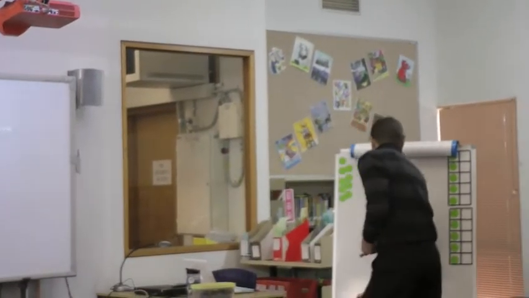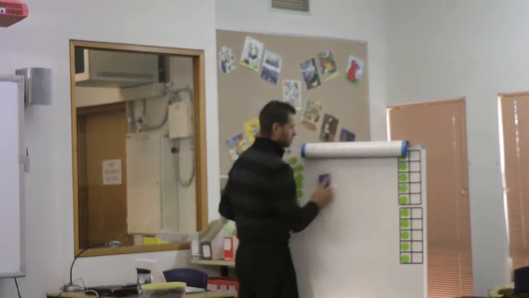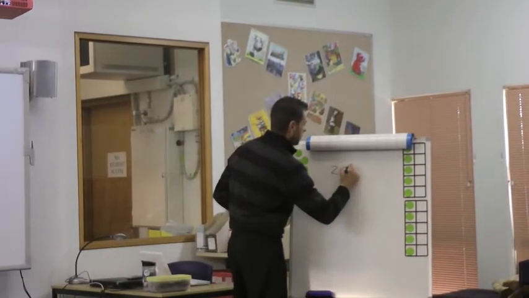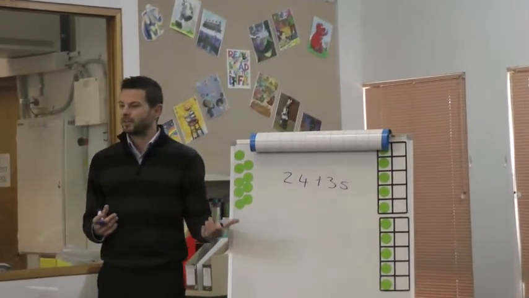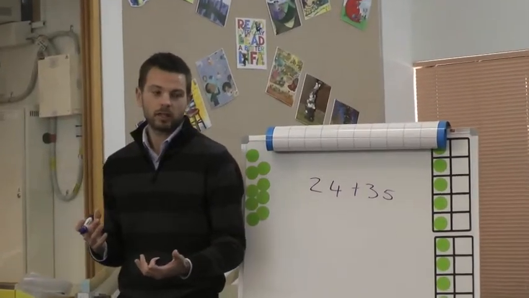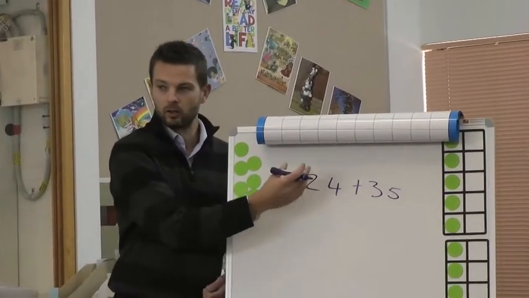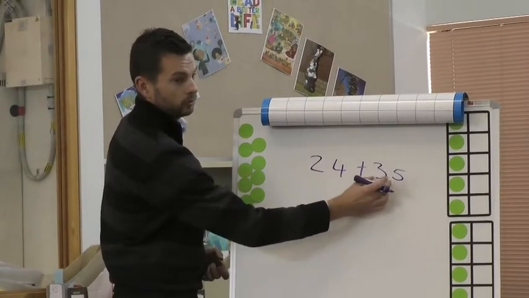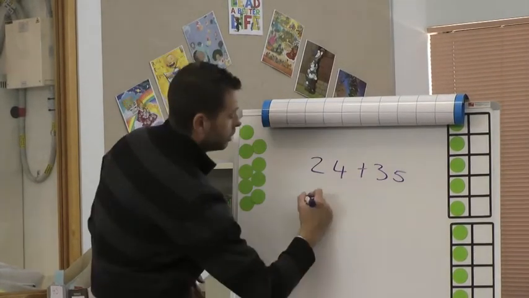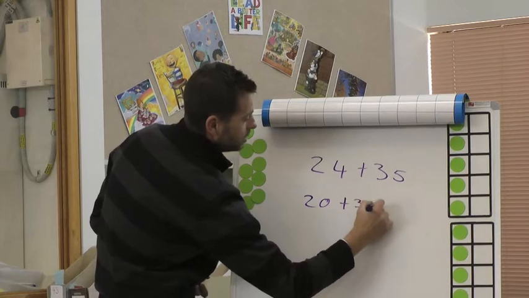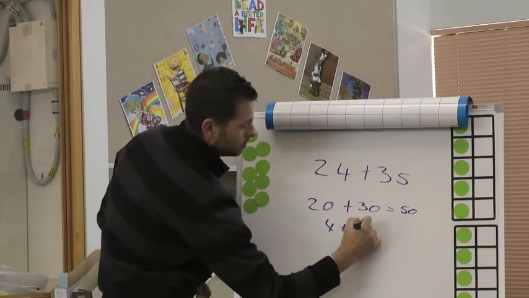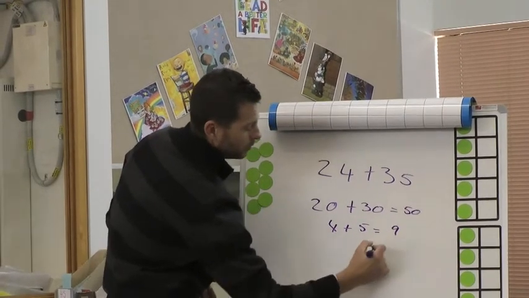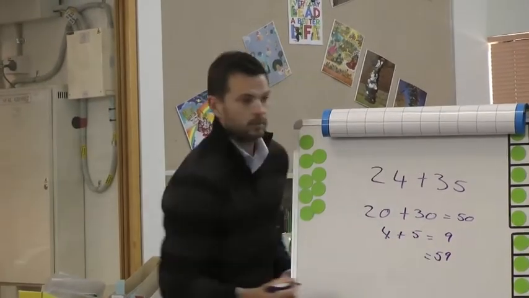Next one is the split strategy. This is probably the most common strategy for a lot of kids to use. 24 plus 35. Now you might say this is very similar to algorithms, but what it's doing here is looking at the quantity value rather than the column value. So I'm going to take the 2 and the 3, but not call it 2 and 3, and call it 20 plus 30, which is going to give me the 50, and then do the 4 and the 5, which is going to give me the 9, which I can then add together to give you the 59.